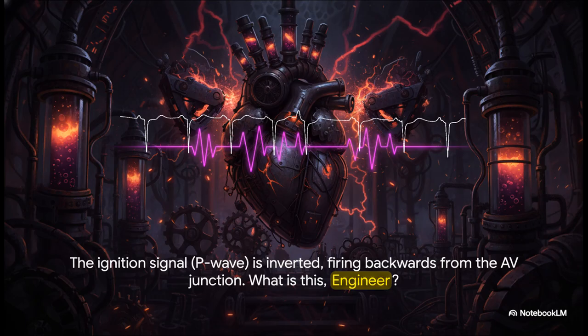The rate is stable. But notice the ignition signal, the P wave. See how it's inverted? And it's appearing right after the QRS. The signal is firing, but it's coming from the wrong place, the AV junction, and it's traveling backward. So what is this malfunction? That, engineer, is a junctional rhythm.